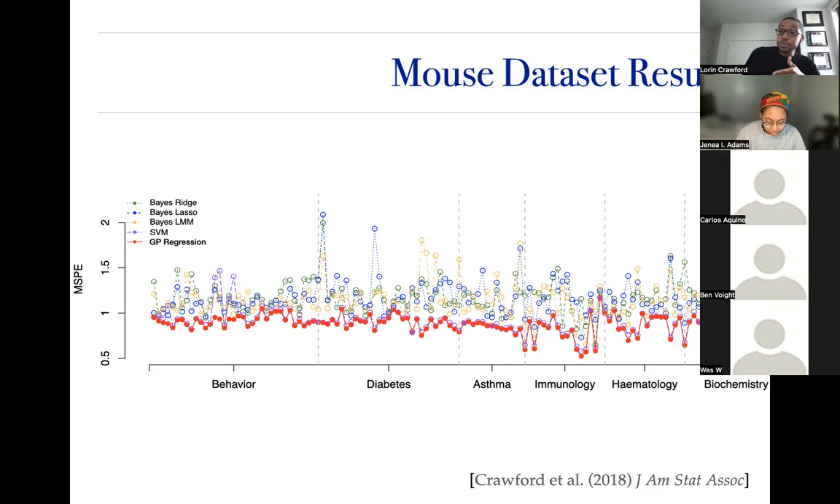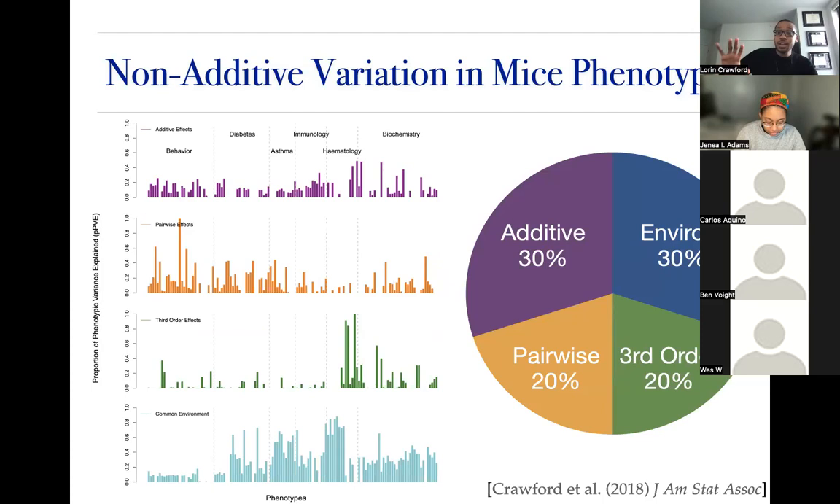So you can see non-additive variation, going back to my pi idea of all summing up to one. On each of these rows, at the top I have additive effects. On the second row I have pairwise interactions, so gene A times gene B. The third row has third order effects. And the last row has common environmental effects that happen because of the way these mice were bred in cages.